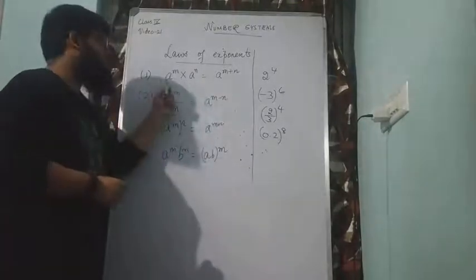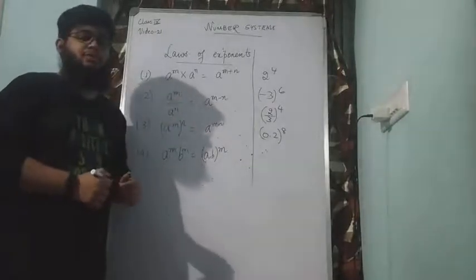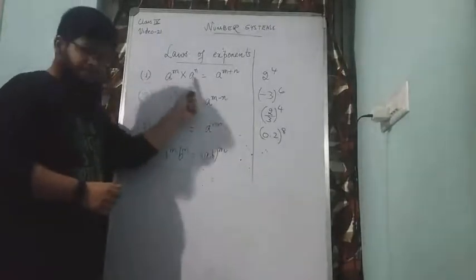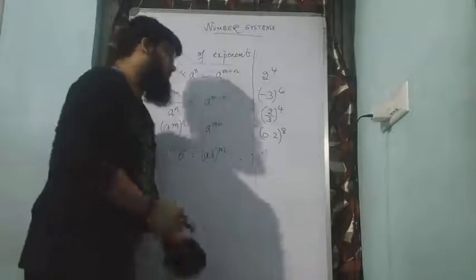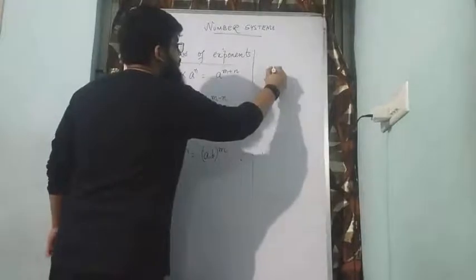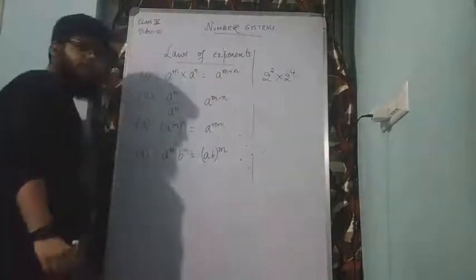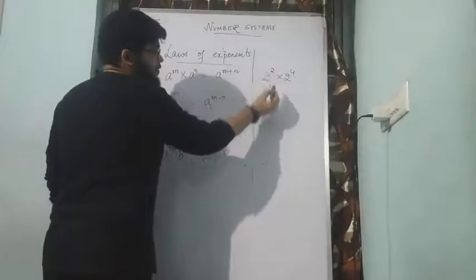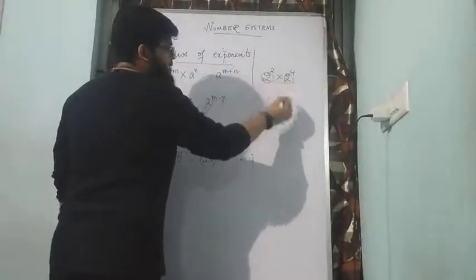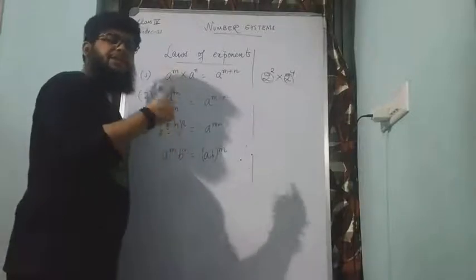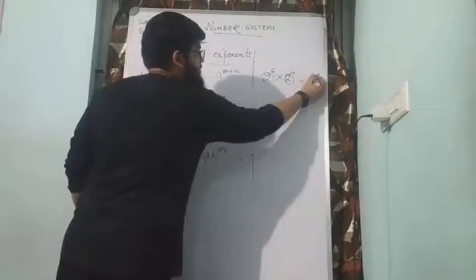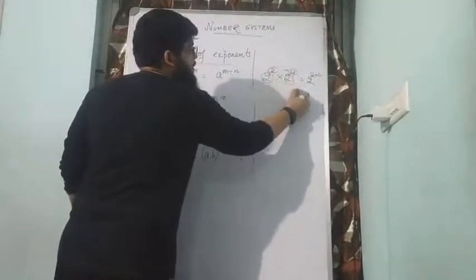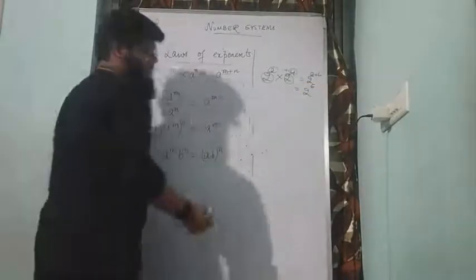The first law is a power m into a power n gives us a to the power of m plus n. That means if the bases are same of two different exponents, then their powers can be added. What does that mean? Let us discuss an example. If I have 2 to the power of 2 into 2 to the power of 4, right? So this is base and this is called power. So the base is 2, here also the base is 2. That means if the base is same, then we can add the power. That means we write the base and we can add the power 2 plus 4. Add this power and this power. 2 to the power of 2 plus 4 will be 6, right?